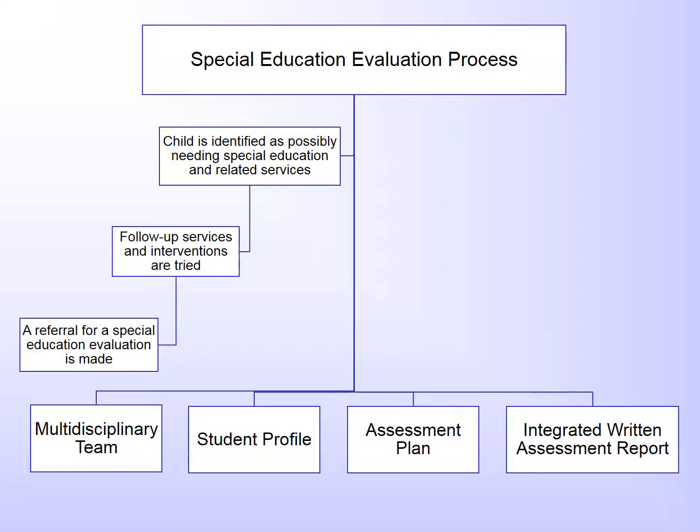Listed on this diagram are the basic steps of the special education evaluation process that is implemented when a child is identified as possibly needing special education and related services. On the bottom of this diagram are the components of the NDDPI Special Education Evaluation Process.